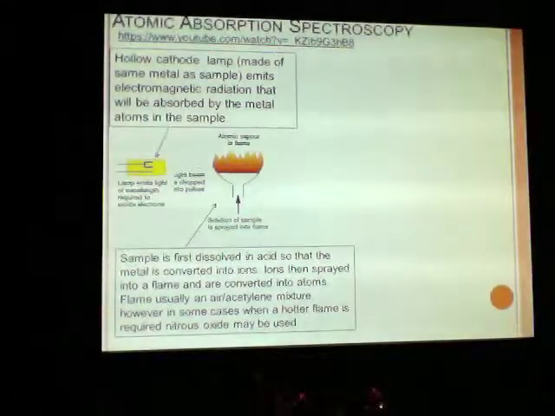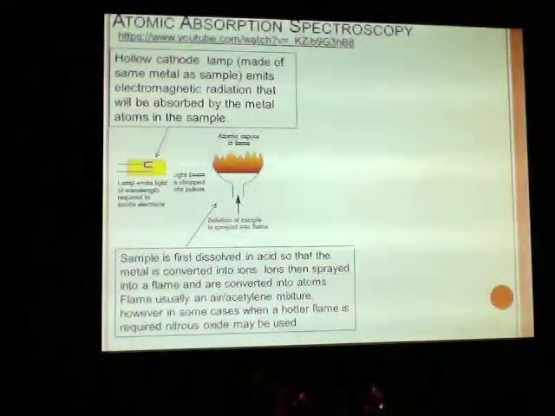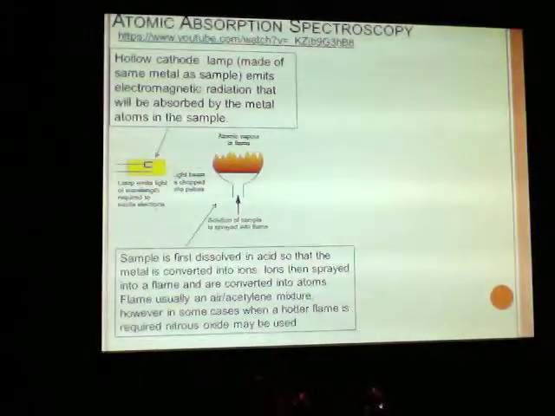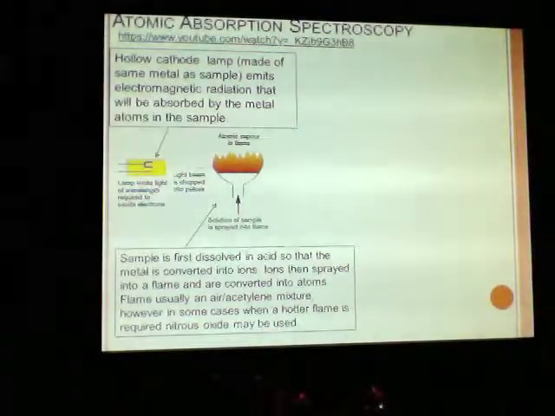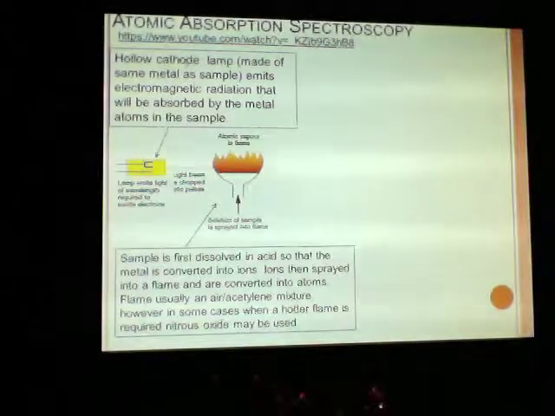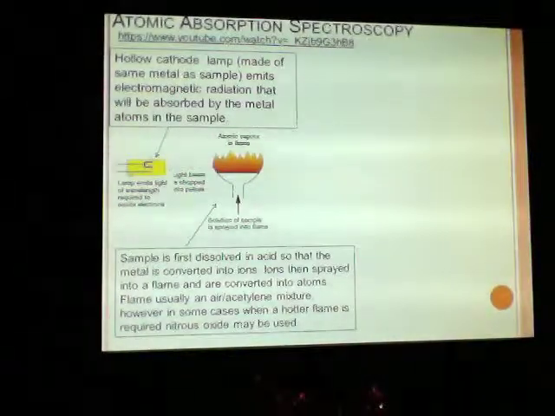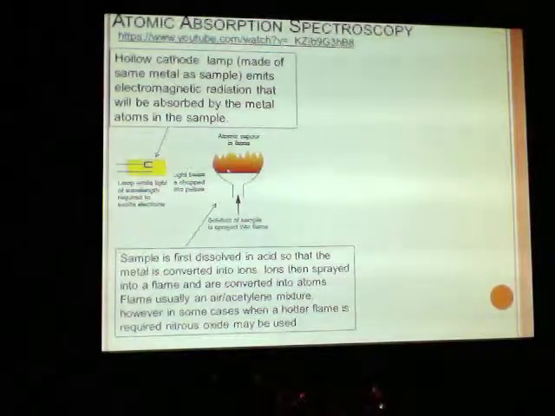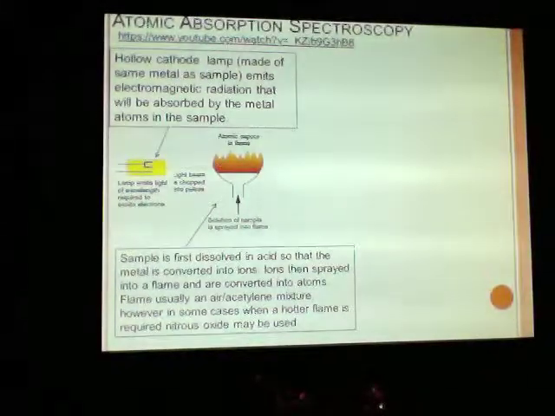Okay, so we have this thing called a hollow cathode lamp, and basically if we've got copper in the flame here, we've got copper in our lamp. Our lamp is actually made out of copper, a cathode, right? And this will obviously release light, green light, that will be absorbed by our sample.